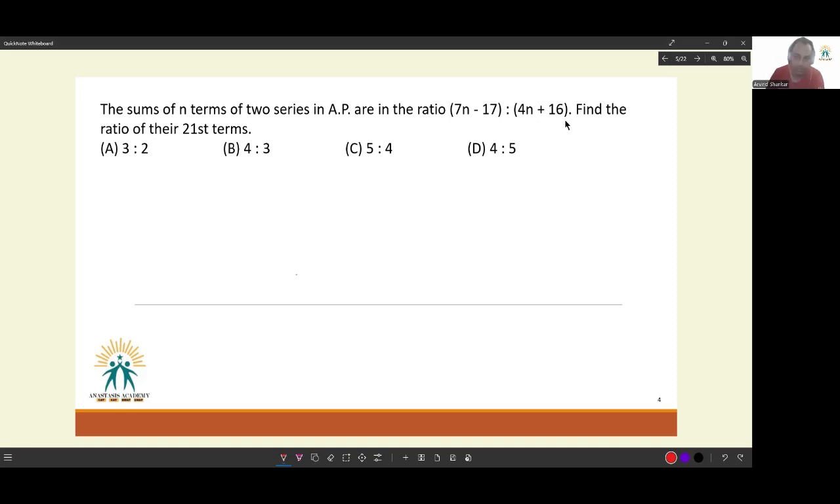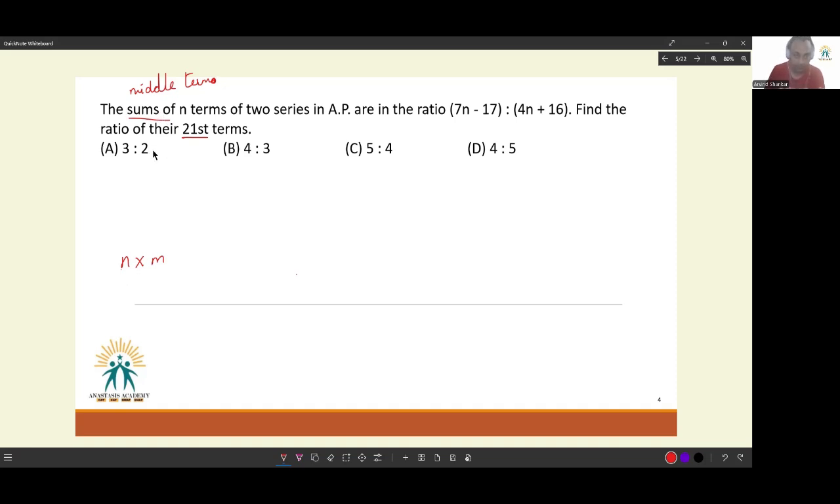Okay. Next question. The sums of n terms of two APs are in the ratio 7n minus 17 and 4n plus 16. Find the ratio of their 21st terms. Now, a very useful piece of advice: whenever we are talking about sums, what is useful is the middle term. The sum of n terms of an AP is the number of terms into the middle term.